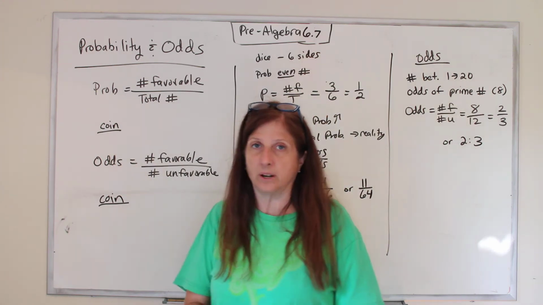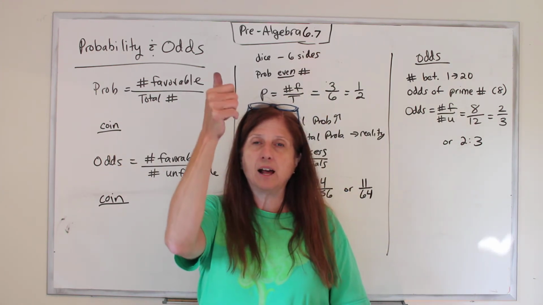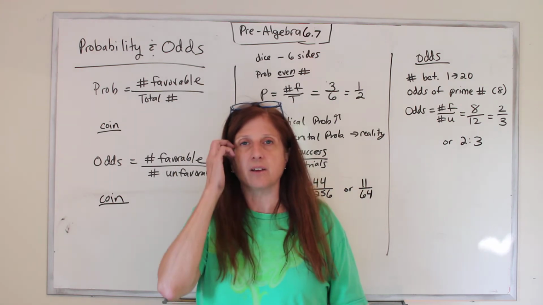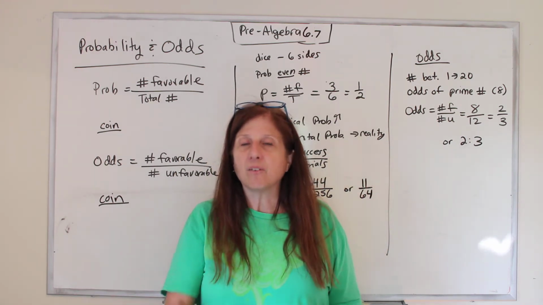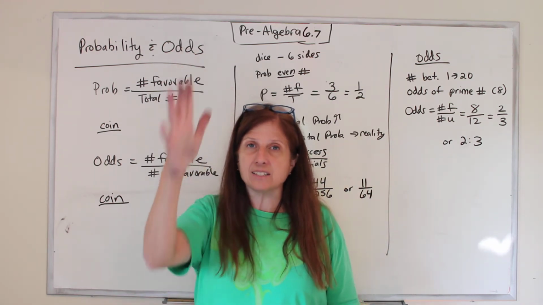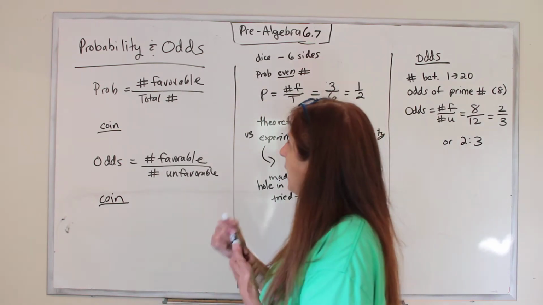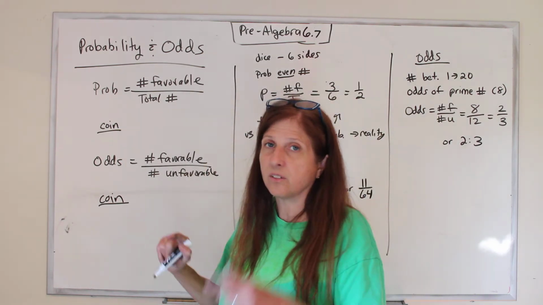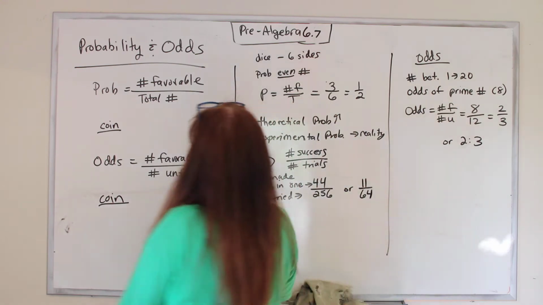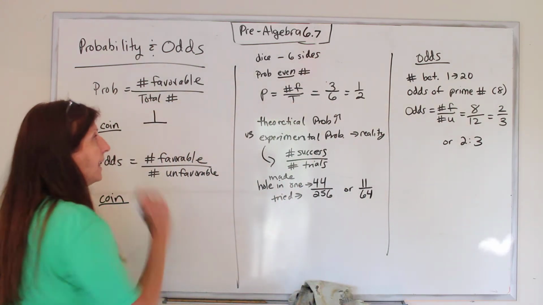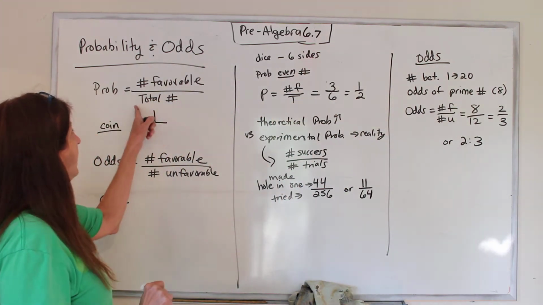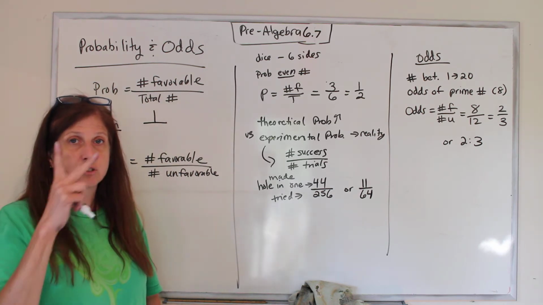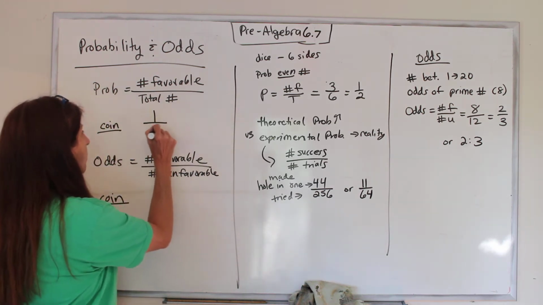Say we're going to flip a coin. You're flipping it in the air. Heads I win, tails you lose. Flip it in the air, I call heads. So how many favorable outcomes are there? There's just one, because a coin only has one head. Now, how many total outcomes are there? There's two. It could be heads or tails.